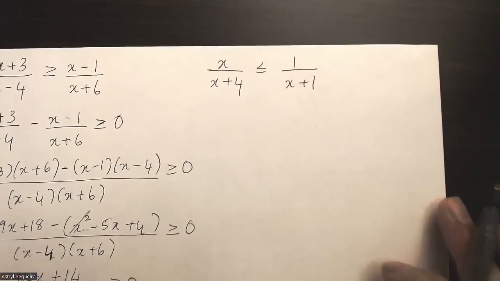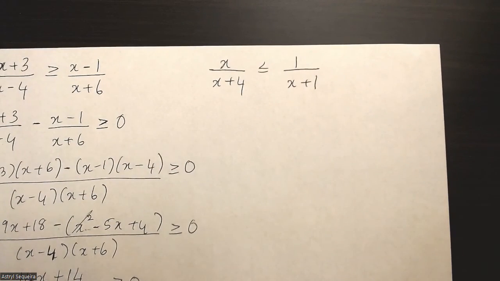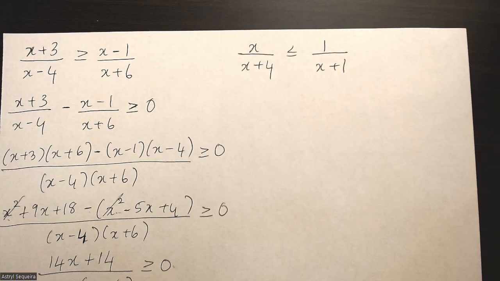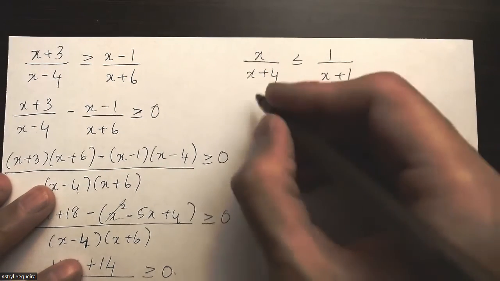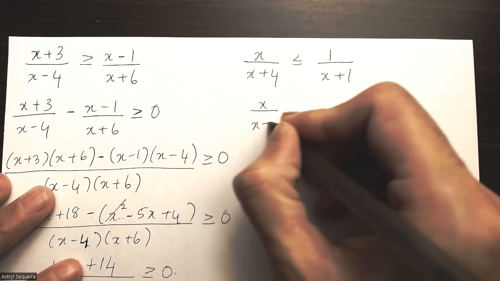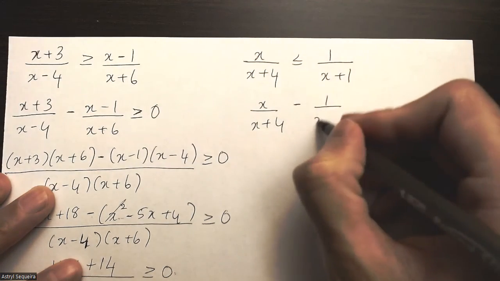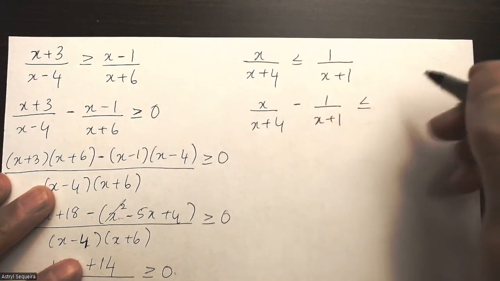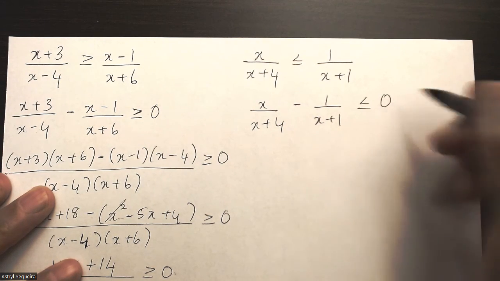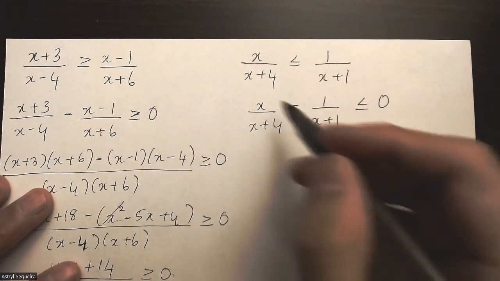And let's go to the final question for this video over here, which is this one over here. Again, just a bit of practice. I'll start by moving this to the other side and making the other side 0. This one again has a less than or equal to sign. Then I'll make a common denominator.